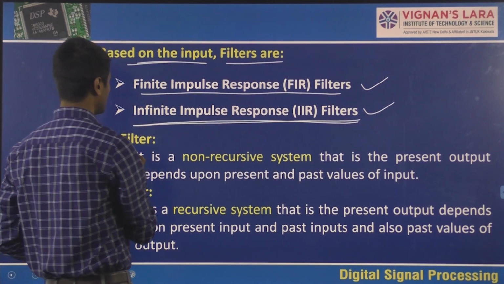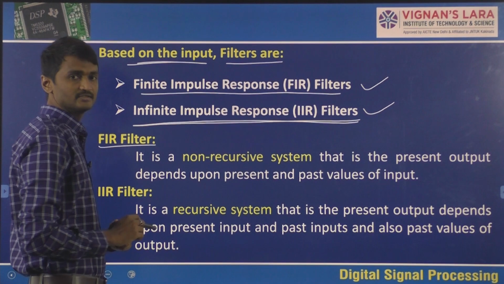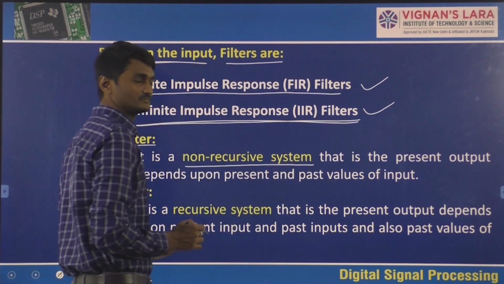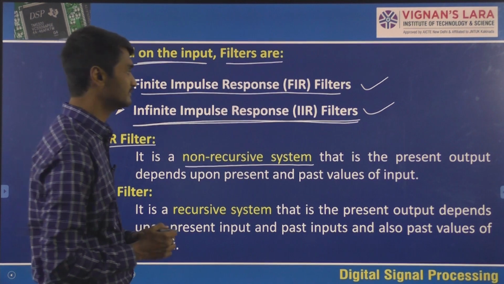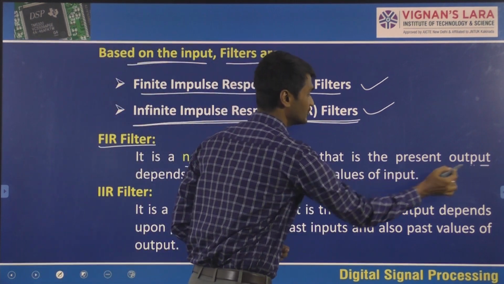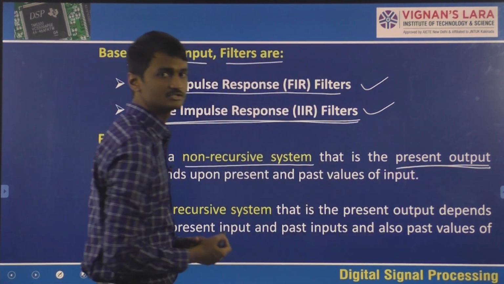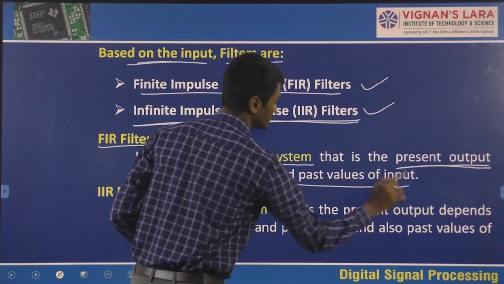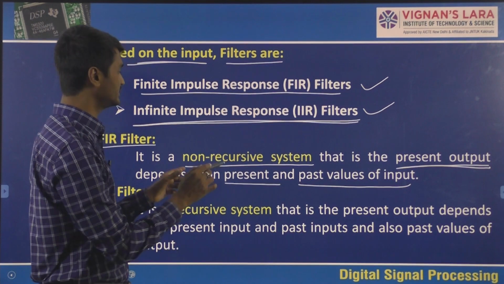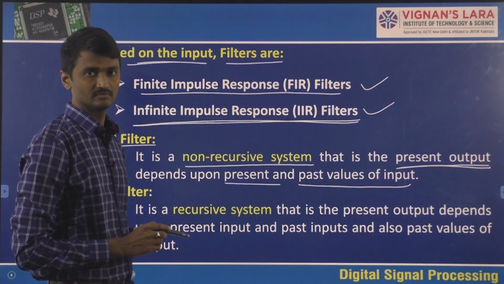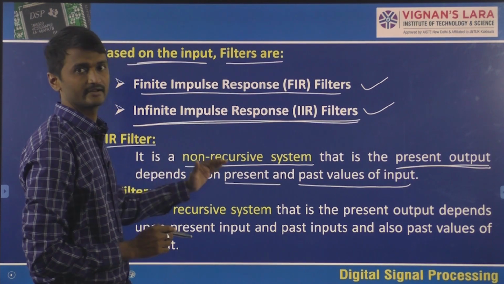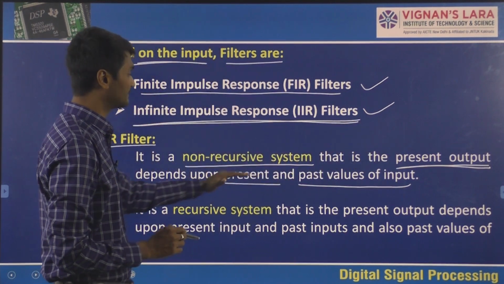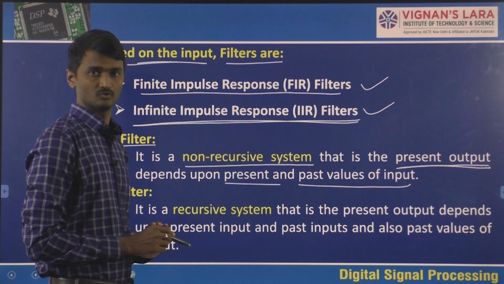Now the FIR filter. What is it? It is a non-recursive system, that is, the present output depends upon present and past values of input. So that it is called a non-recursive system. FIR is a non-recursive system, that is, the present output depends upon present and past values of input only.